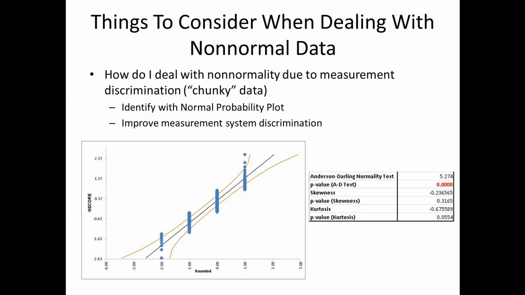So here's a situation where if you have this chunkiness in your data, Anderson-Darling is going to tell you it's not normal. So what do you do? Well, if you cannot improve the measurement system, you may just have to go with the data as is, but understanding that the p-values are going to be suspect. All right, so these are kind of upfront issues.